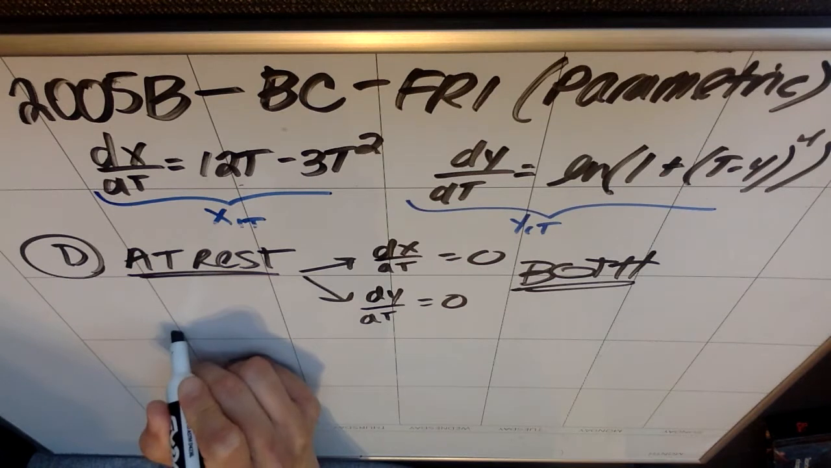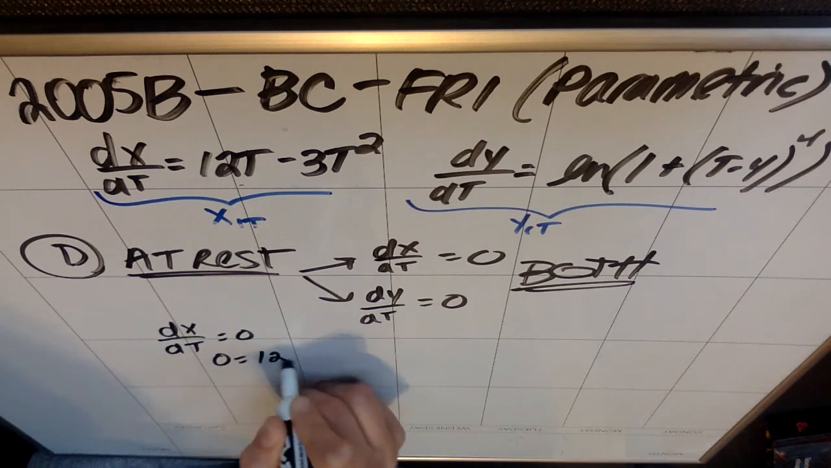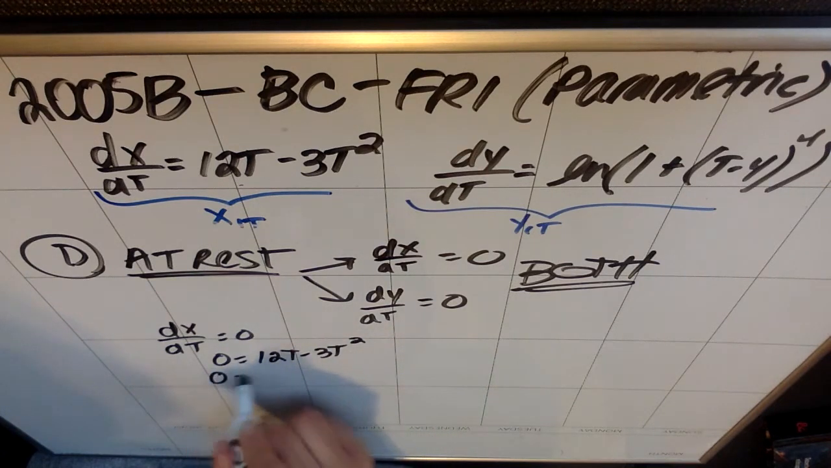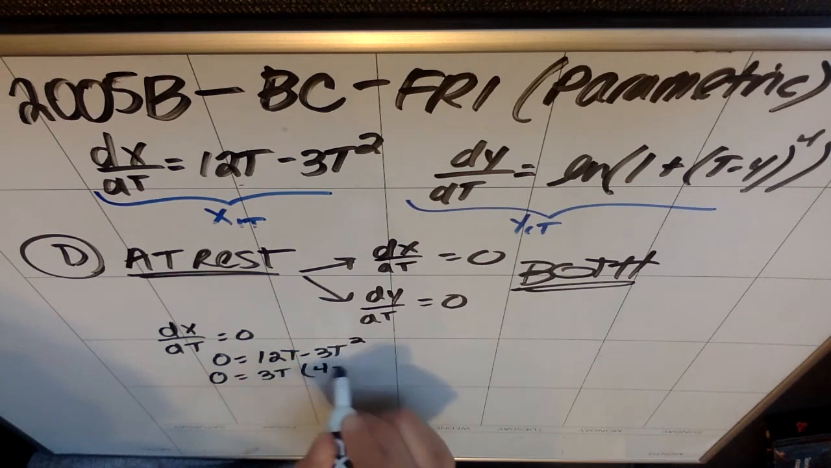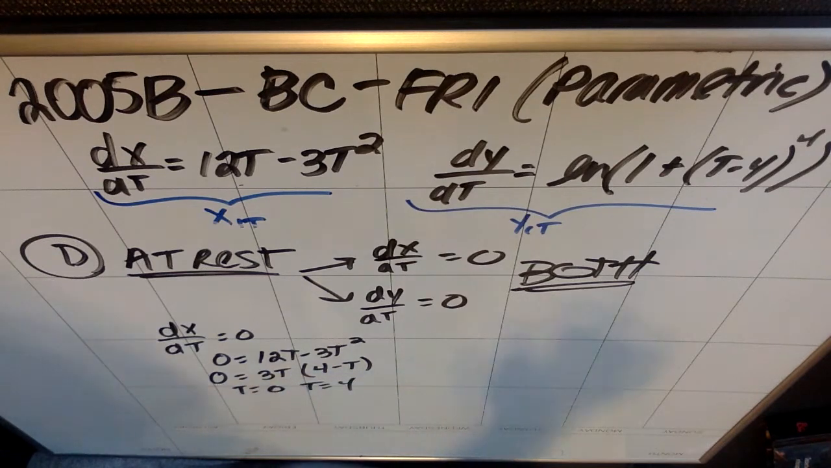It's way easier to say, hey, when does dx/dt equal 0? Well, it's when 0 equals 12t minus 3t squared, and that absolutely factors. So I'm going to take out a GCF of 3t, and I'm going to be left with 4 minus t. So either t equals 0 or t equals 4. Great, I have two possible candidates.